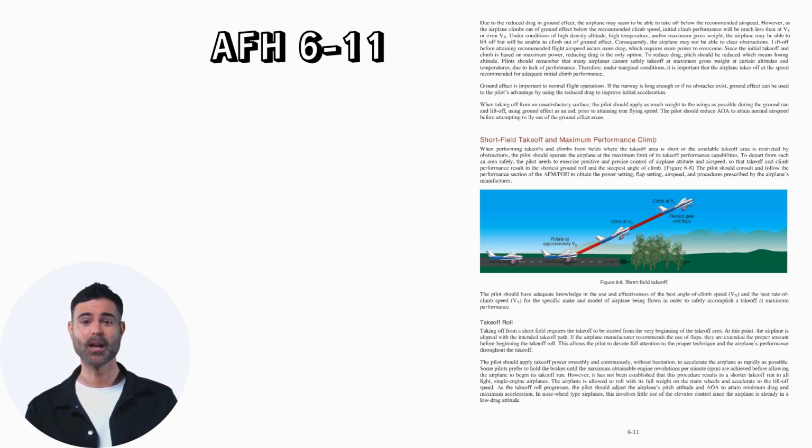Liftoff before attaining recommended flight airspeed incurs more drag, which requires more power to overcome. Since the initial takeoff and climb is based on maximum power, reducing drag is the only option. To reduce drag, pitch should be reduced, which means losing altitude.